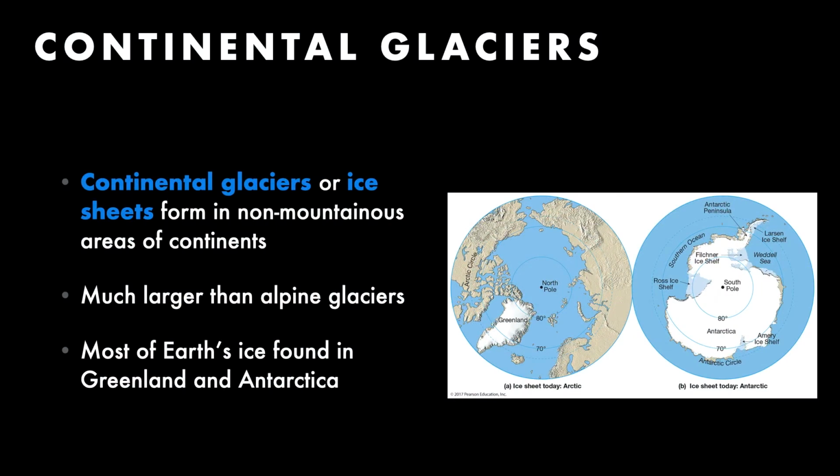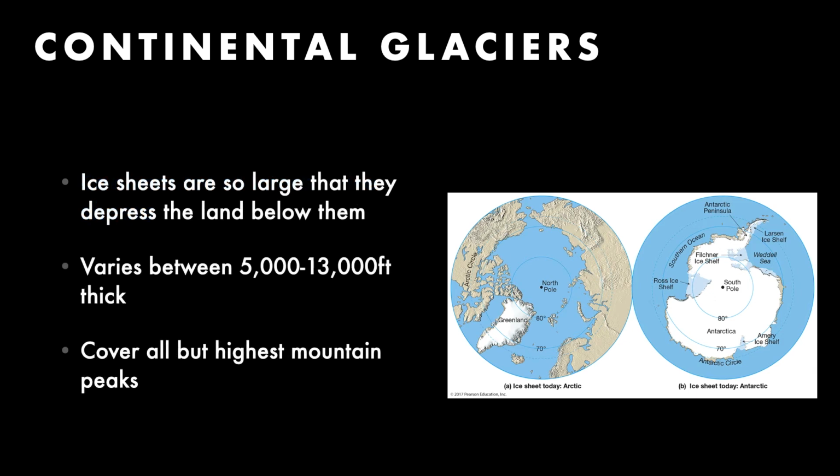Now this brings us to continental glaciers. So continental glaciers, or ice sheets, form in non-mountainous areas of continents. These are much larger than alpine glaciers, and most of the Earth's ice, in fact, is found in two places, and that would be Greenland and Antarctica.